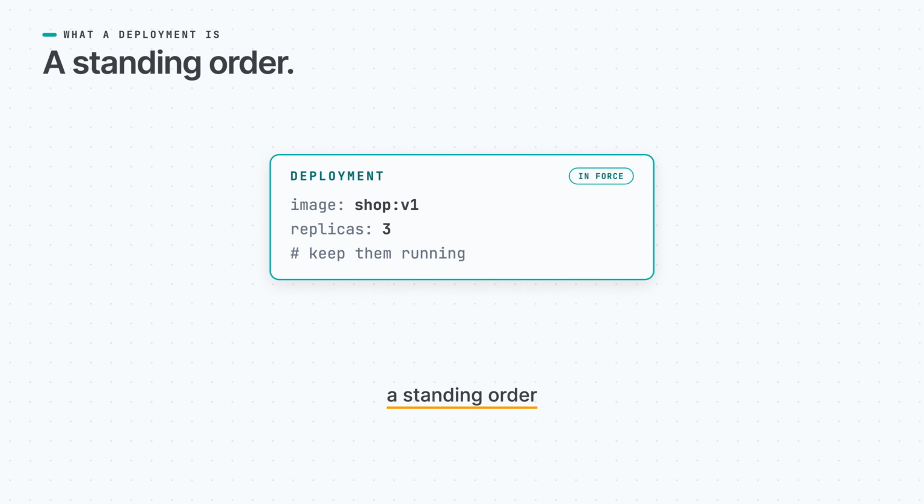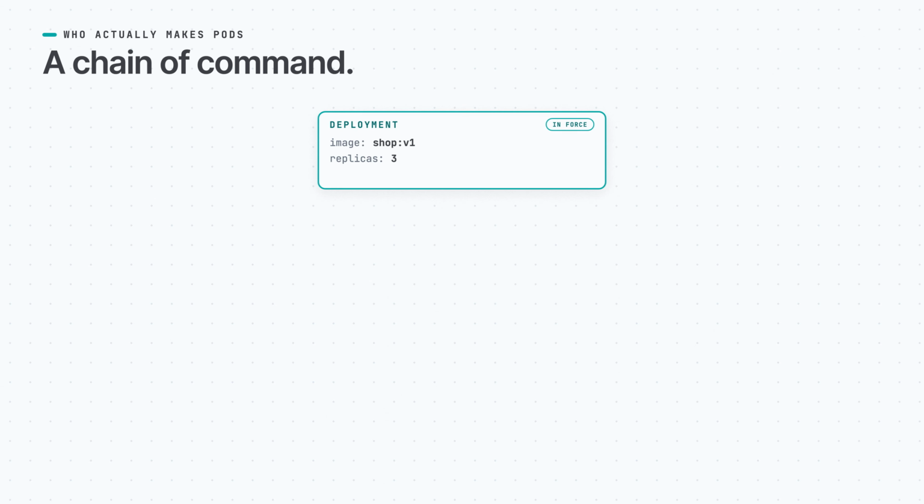And the deployment does not babysit pods itself. It creates a helper called a ReplicaSet, a counter with one job: hold the number at 3. The ReplicaSet makes the pods. Deployment, ReplicaSet, pods, a chain of command.